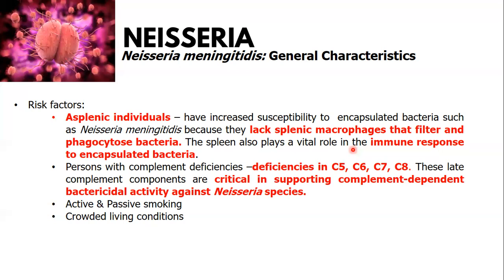Also, persons with complement deficiencies, particularly those with deficient C5, C6, C7, and C8, are also at higher risk of acquiring Neisseria meningitidis. Take note that these complement components that participate in the late phase of complement activation are critical in supporting complement-dependent bactericidal activity against Neisseria species, and the lack or deficiency of these complement components puts individuals at higher risk of acquiring Neisseria meningitidis.